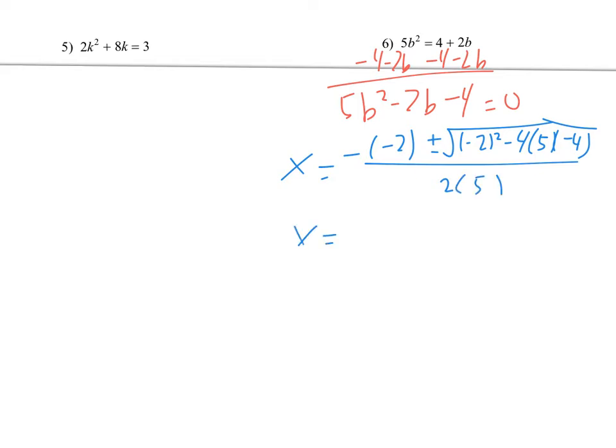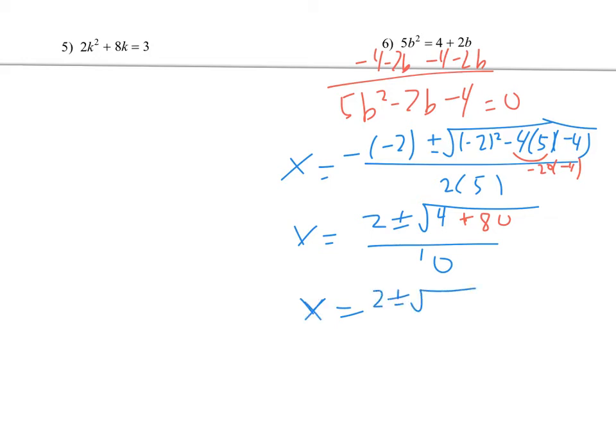So now we'll simplify this. Negative 2 would just be positive 2, plus or minus the square root of 4. And then I got to multiply these numbers, so that's negative 20 times negative 4, which is positive 80. And then that's all over 10. And so now I'm going to add those together inside the radical. So 2 plus or minus the square root of 84 over 10.